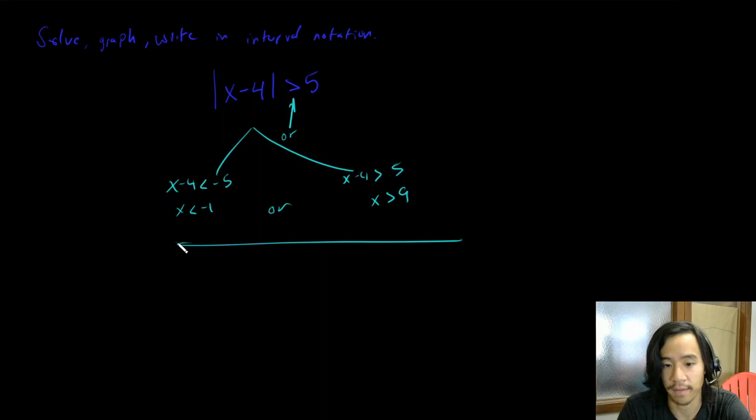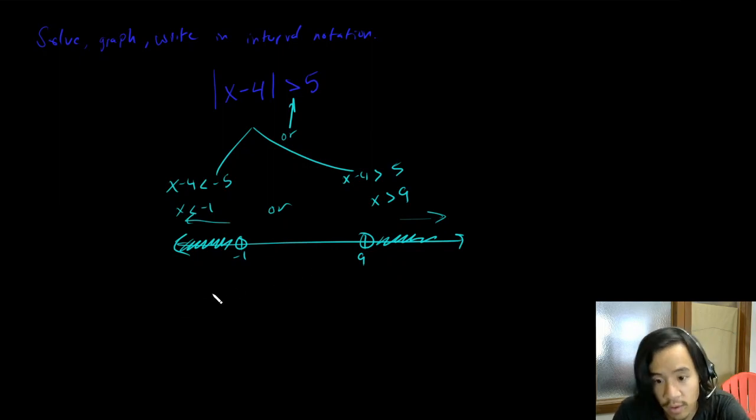Now we're going to graph. So we have negative 1 here and 9 here. They are not equal to, so they're going to be open circles. And we're going to shade. So we're shading on the outside here because it's less than negative 1. So this is less than. This is greater than 9.